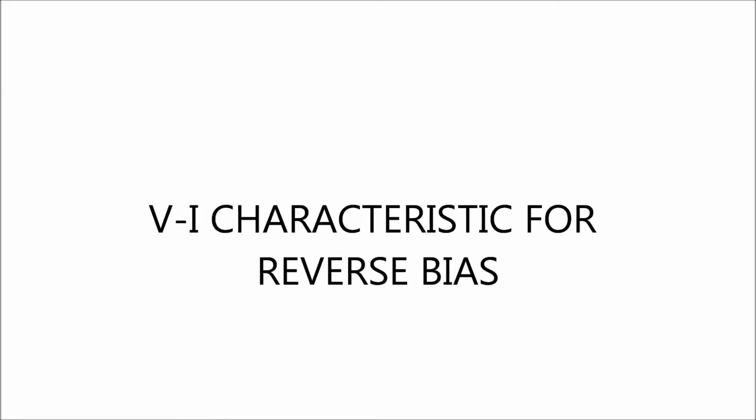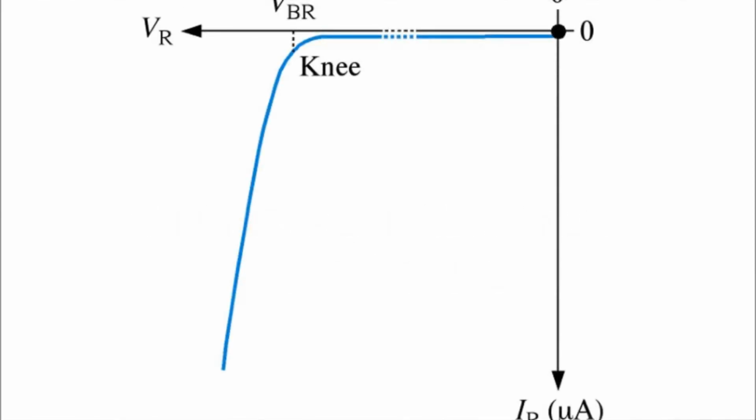VI characteristic for reverse bias. When a reverse bias voltage is applied, there is only an extremely small reverse current through the PN junction. In this case, when the reverse bias voltage increases, there is still a very small reverse current. Hence, the voltage across the diode will increase.